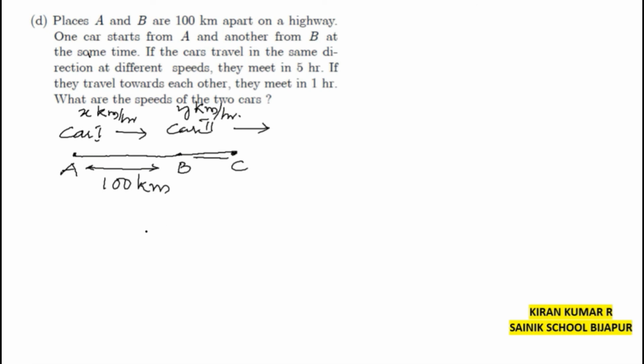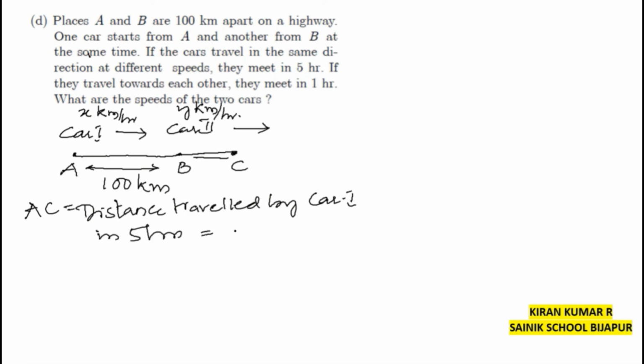Why do I require the speed to be considered? Because they have given the distance as well as the time. We know that speed is distance divided by time taken. So the distance is speed multiplied by the time taken. So let me write here AC, which is the distance traveled by car 1 in 5 hours. This will be equal to the time taken multiplied by speed, which becomes 5x, in terms of kilometer.